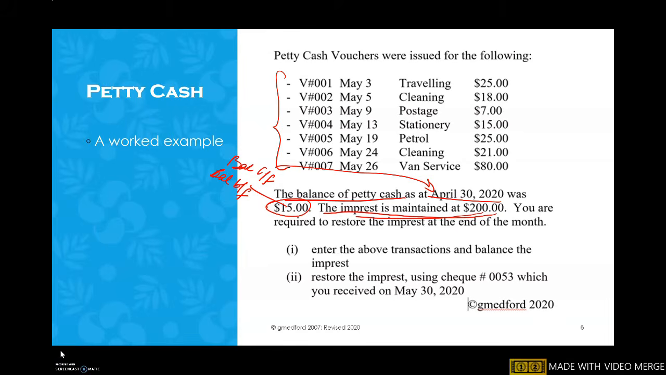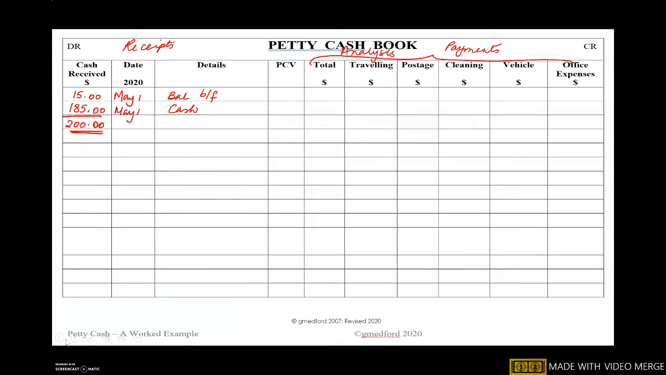On May 3rd, voucher 1 was given out for traveling in the amount of $25. So we're recording that May 3rd, details would be traveling, petty cash voucher number 1, $25, and we enter this into the corresponding analysis column. In this case, it would be the traveling column. So as you can see, the total is entered in two places, in the total column and the analysis column to which the item refers.